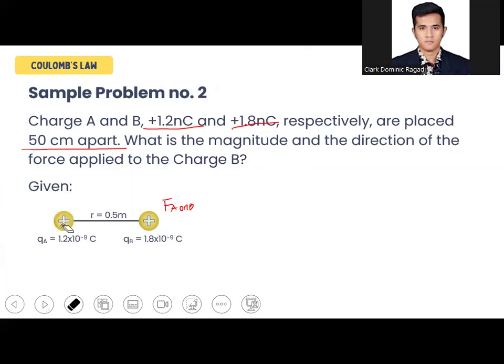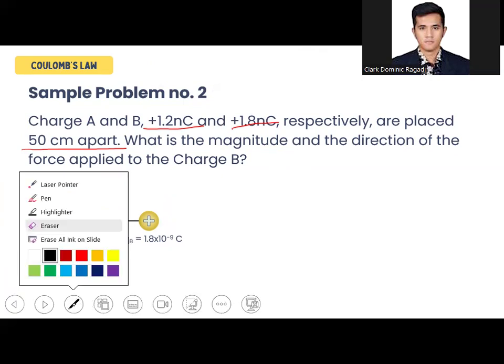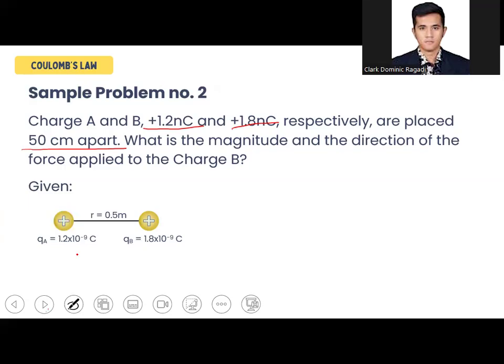Since both QA and QB are positive, the direction of FA on B should be away from QA. If you draw a straight line from QA to QB, FA on B would be directed along that line, away from QA. Okay, so let's start with our solution.